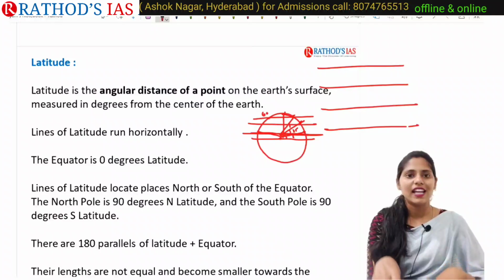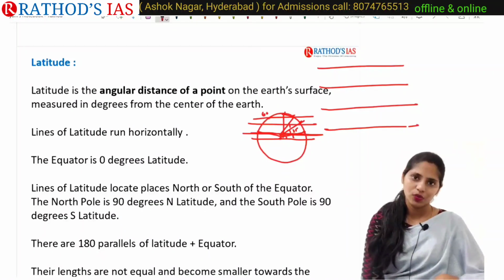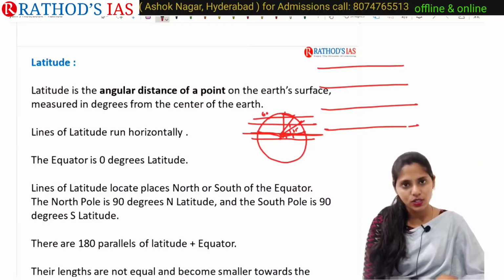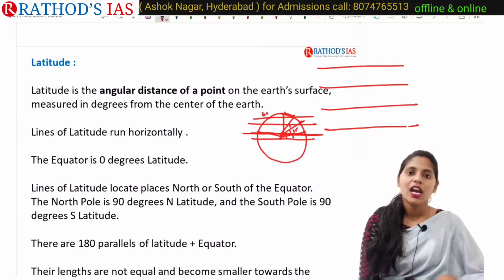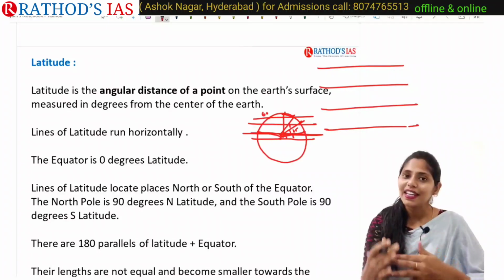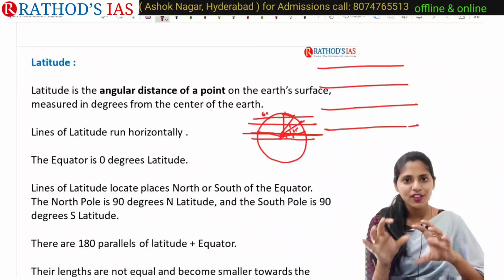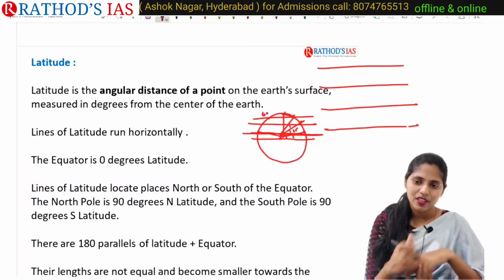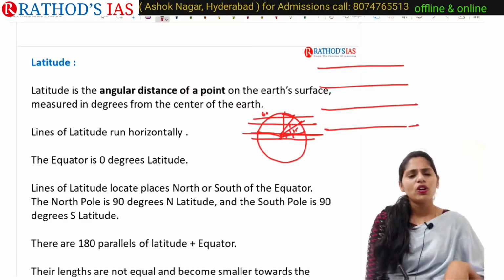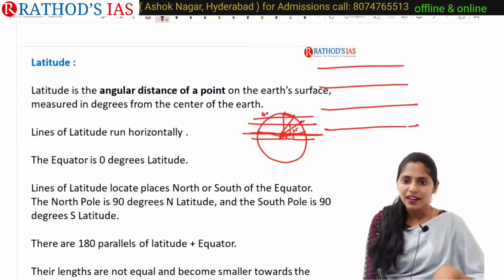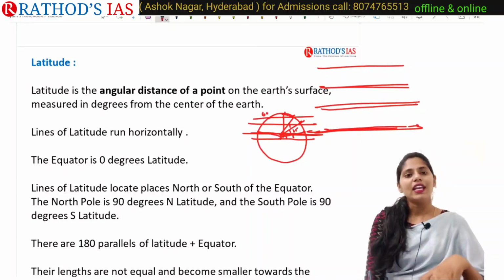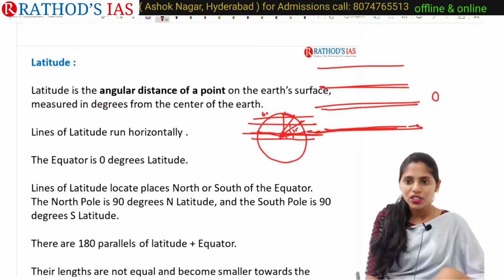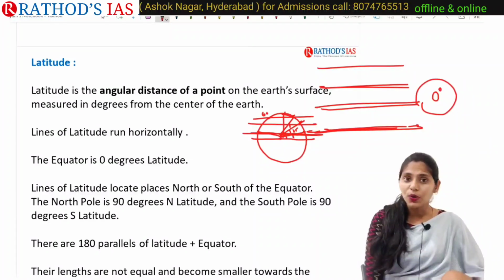Because of this, latitudes are the angular distance of a point on the earth's surface, measured in degrees from the center of our earth. Now I think you got some clarity regarding how these latitudes are drawn. These latitudes run horizontally. And the equator is our 0 degree latitude. Which is our 0 degree latitude? That is our equator.